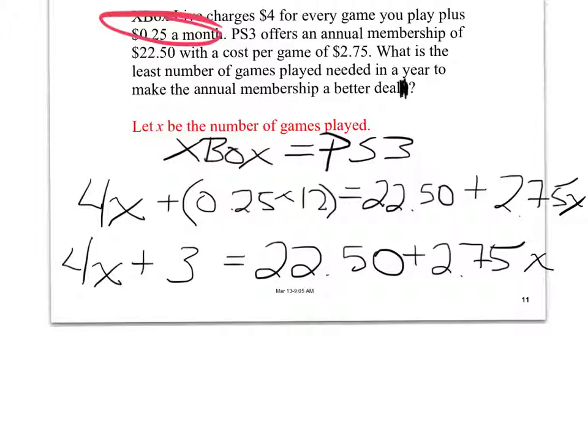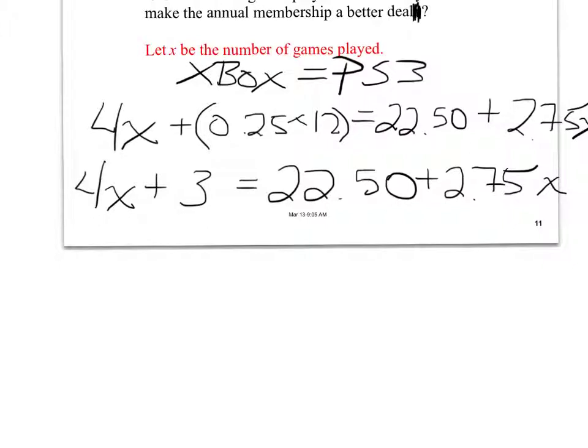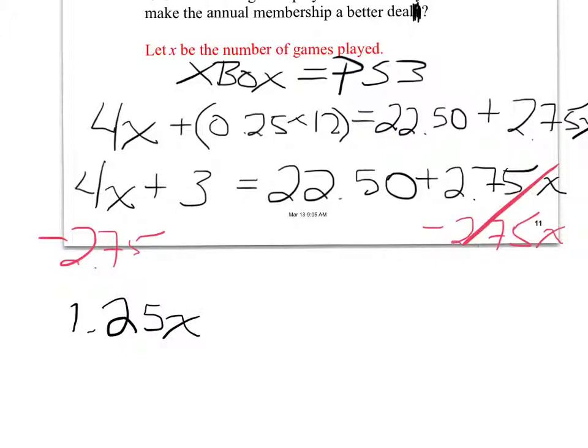Okay, so now we simply solve for x. So we will take the 2.75x and subtract it from both sides, so you can cancel it on the right, leaves you with 1.25x, and then on the left we will subtract 3 from both sides, leaving that to cancel, leaving you with 19.50.